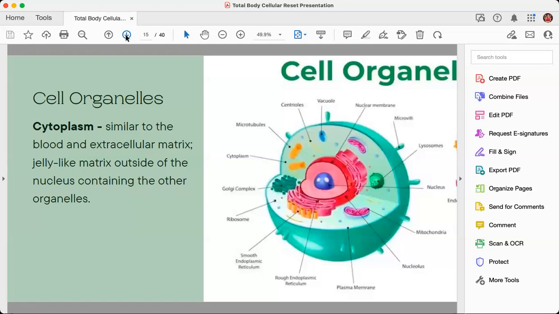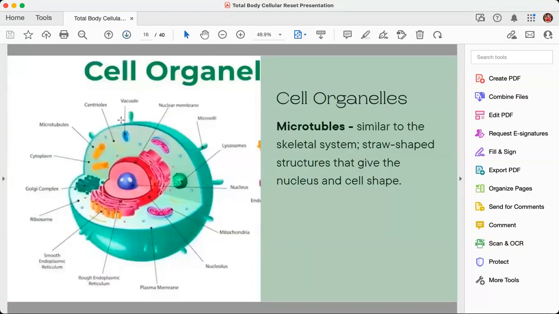Then there's the cytoplasm, which is similar to the blood or the extracellular matrix. It's a jelly-like matrix outside of the nucleus that contains all the other organelles. So that's this light greenish color. Then we've got microtubules, and I think they look like pasta noodles here, but they're straw-shaped structures that give the nucleus and cell its shape, and it's similar to the skeletal system.